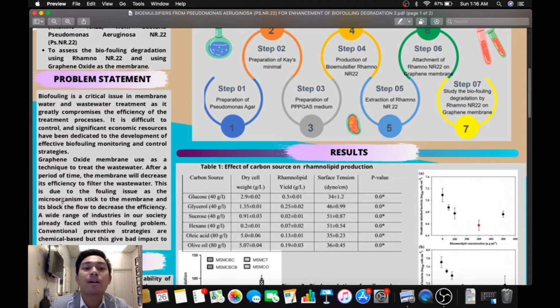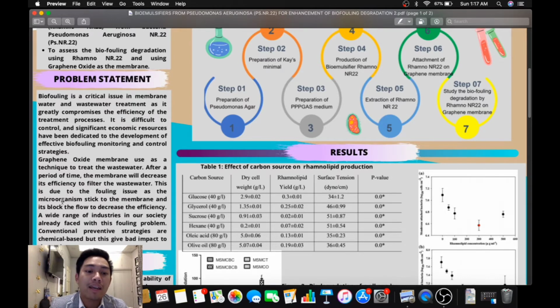Recent new understanding of biofouling mechanism has shown that biotechnological approaches involving the utilization of microorganisms or their metabolites might provide an effective alternative to using chemicals. The biological method of attachment of Rhamnolipid NR22 to the graphene oxide membrane needs to be done. With the biological technique, it will decrease the cost to degrade the fouling, and it is a chemical-free method, so there is no need to spend more money to dispose of the chemical waste used to clean the fouling.